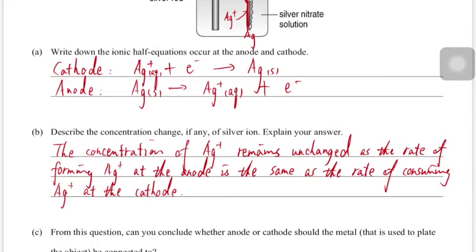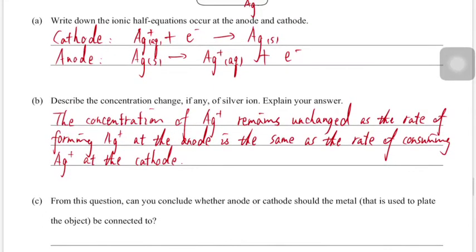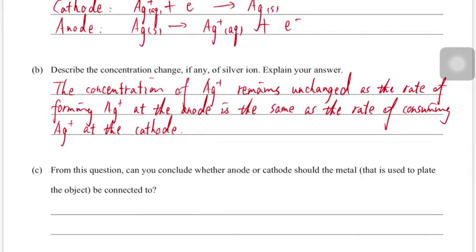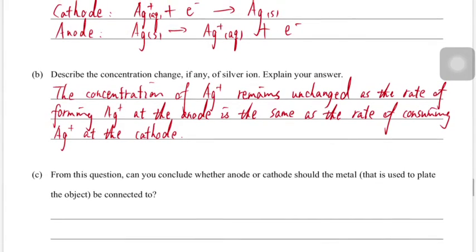Okay, so that's for part B. And for part C, from this question, can you conclude whether anode or cathode should be the metal? Okay, the metal that is used to plate the object. Okay, so not the object that we want to be plated, but the metal. Okay, so if we don't remember the setup, we can also deduce the answer.